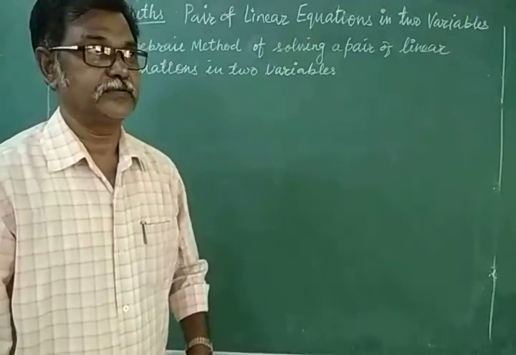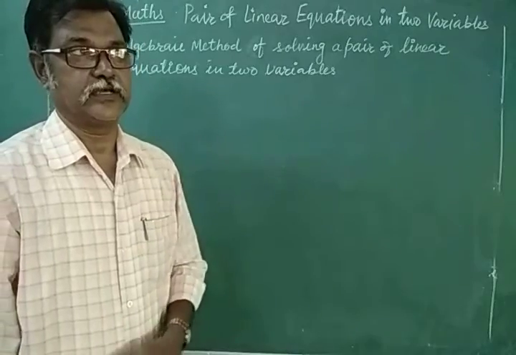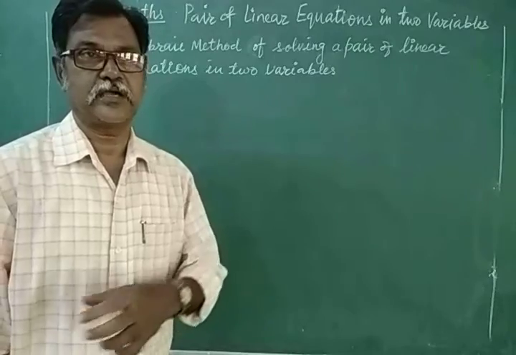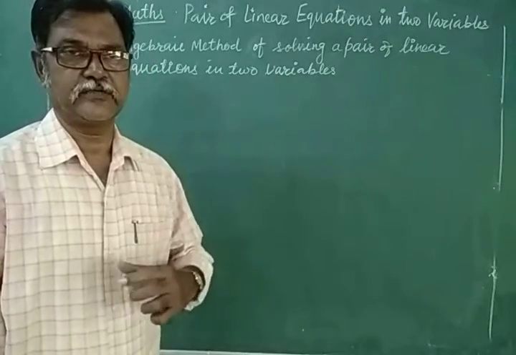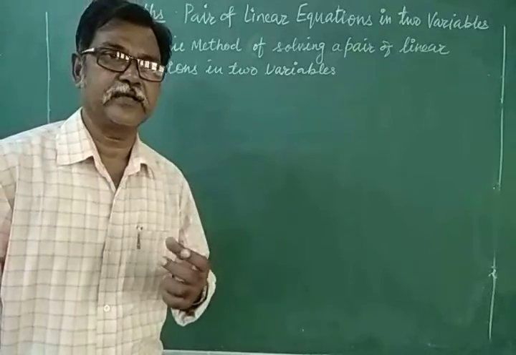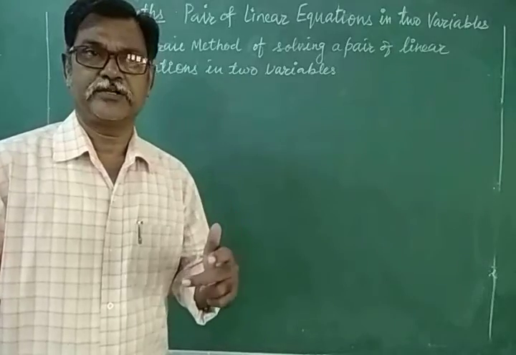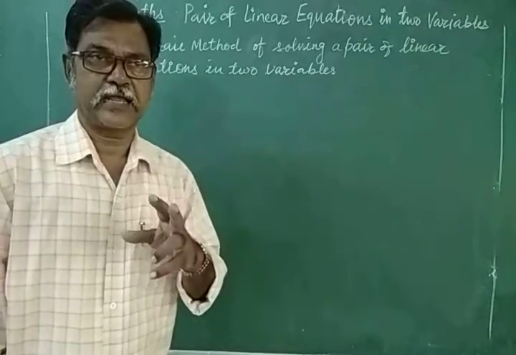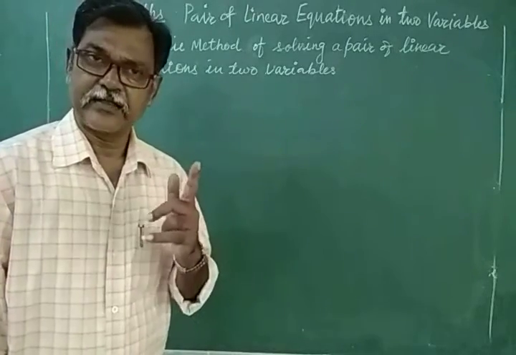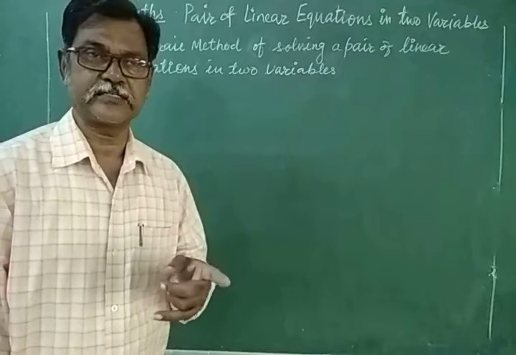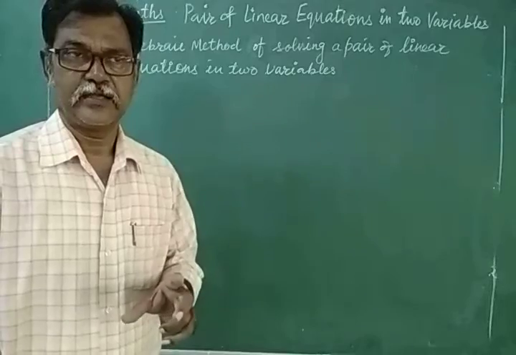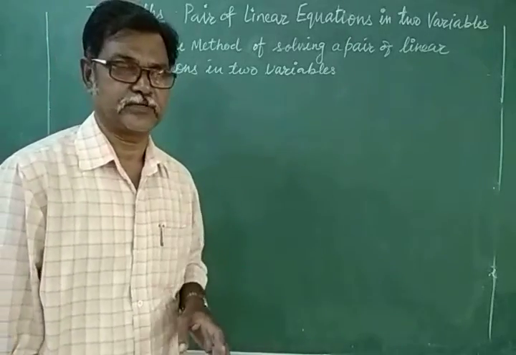Yesterday we saw the graphical method. If we are given a system of linear equations, then we draw two lines, and after that we comment: if the two lines are parallel, there is no solution. If the two lines are intersecting, then there is one solution, that point of intersection. And if the two lines are coinciding, meaning overlapping, then there are infinite solutions.